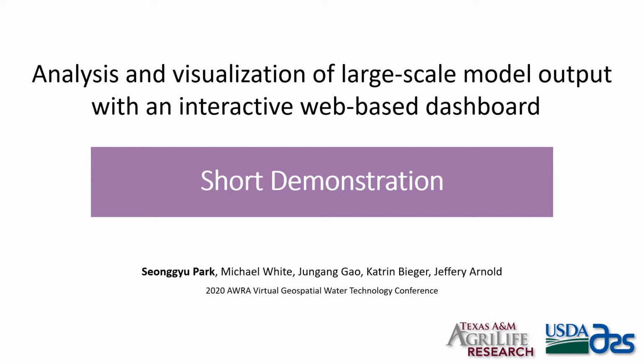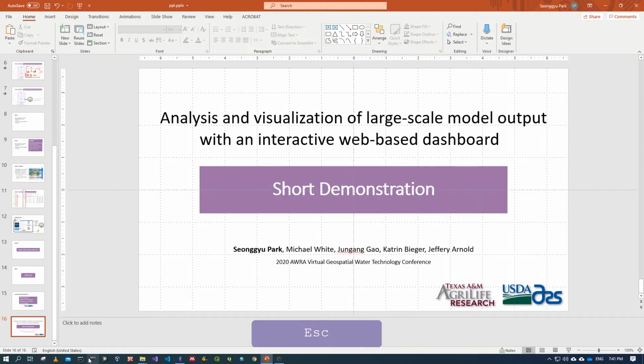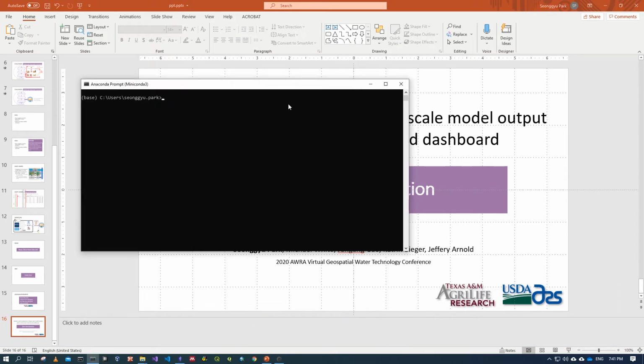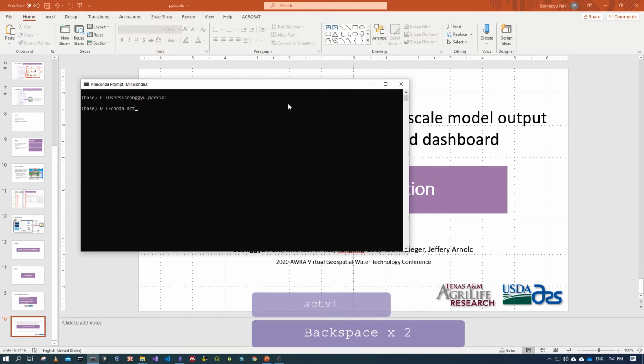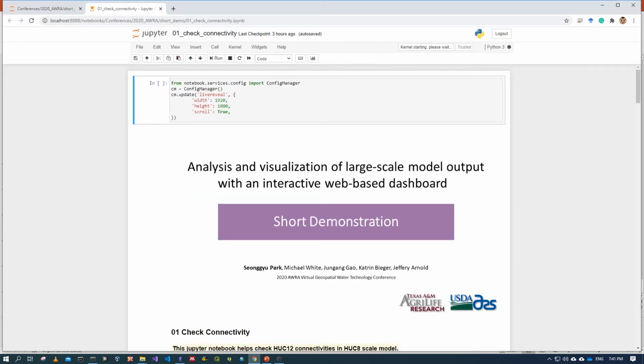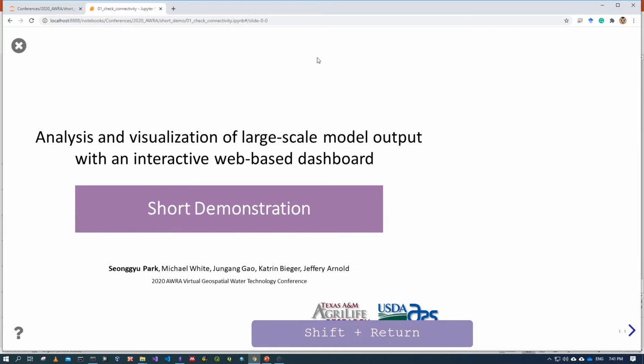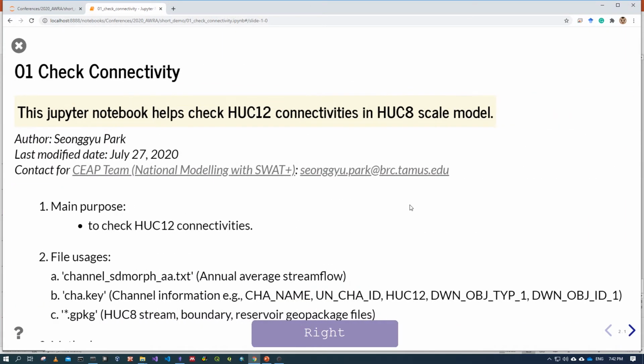Now I'm going to start a short demonstration. I'm going to open a Jupyter notebook. It will open with the web browser, and I will go to the presentation mode. This Jupyter notebook helps check 12-digit hydrologic unit code connectivities and aids the scale model.